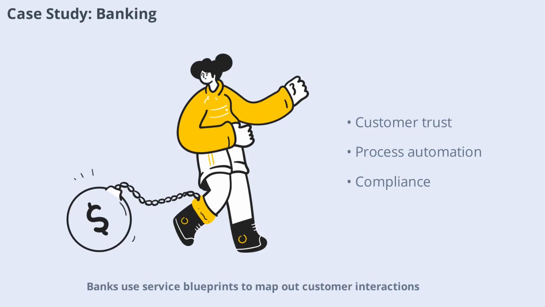Banks use service blueprints to map out customer interactions, from opening an account to resolving issues. By visualizing the entire process, banks can identify areas for automation, improve compliance, and enhance customer trust. This leads to more efficient operations and a better banking experience.